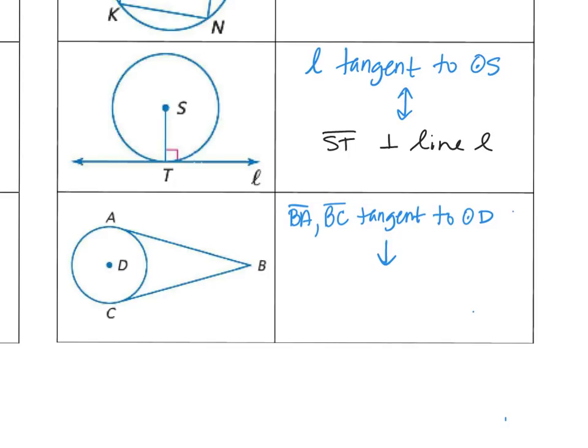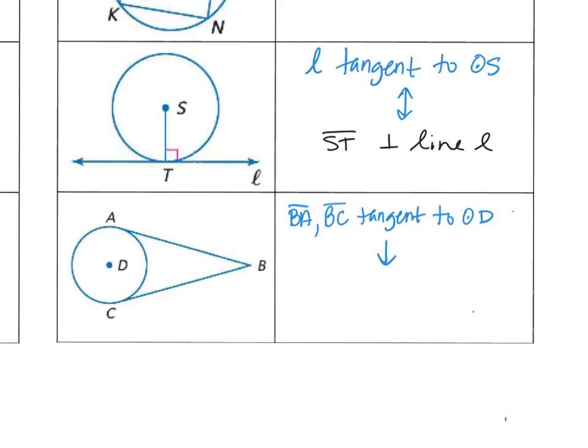Now this theorem is biconditional, so it goes the other way as well. If we have a segment that's perpendicular to a line, where that radius is drawn to the point of tangency, then we can conclude that the line L must be tangent to circle S.